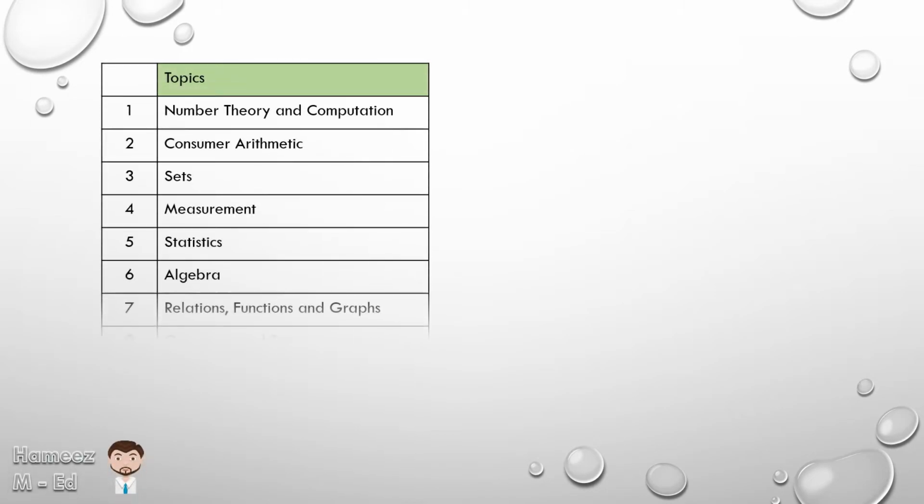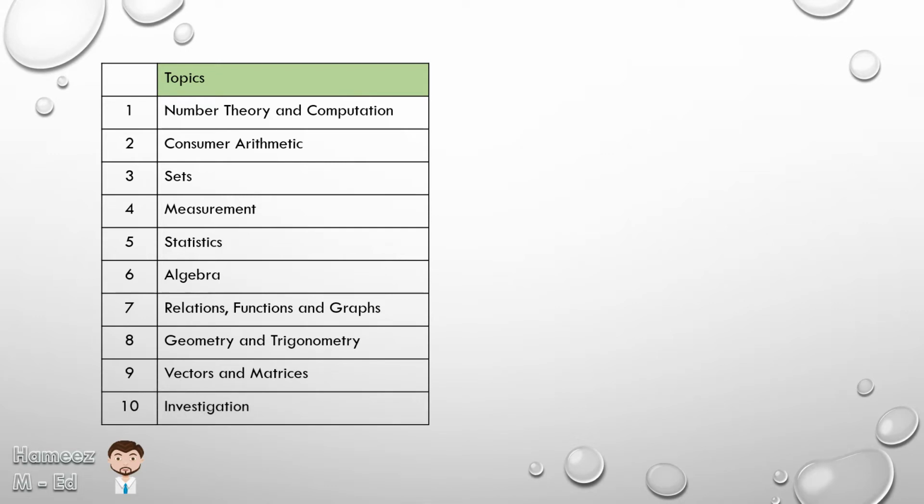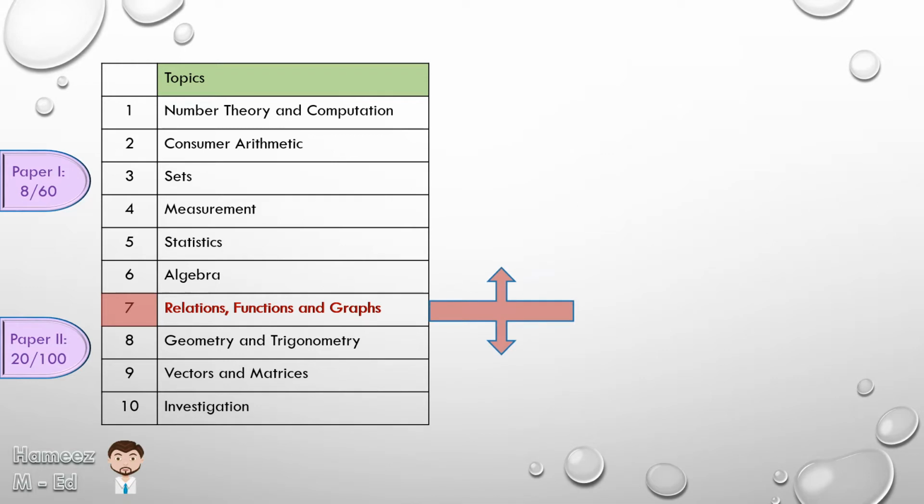If we look at the major topics in CSEC Mathematics, we'll see that there are 10 of them, and this video will be concentrating on topic number 7, relations, functions, and graphs. This topic is tested for 8 questions out of the 60 in the multiple choice paper 1 and for 20 marks or 2 full questions out of the 10 questions in paper 2. This video will be looking at this topic, which has been broken up into 2 parts, section 1 and section 2, 1 question each.